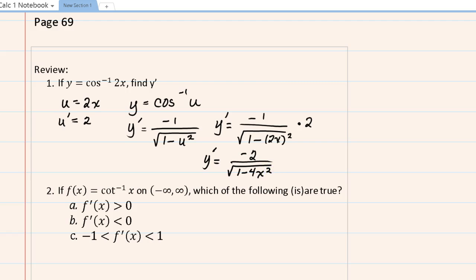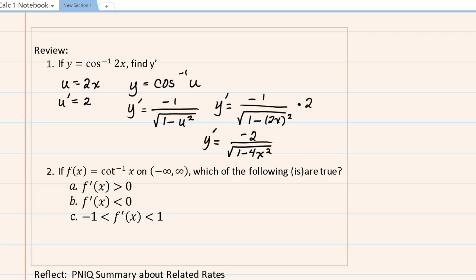For problem number 2, if f of x is the inverse cotangent of x on the domain of negative infinity to positive infinity, which of the following is true? Notice that all the statements a, b, and c involve the derivative of f, so we need to see about the derivative of the inverse cotangent function.